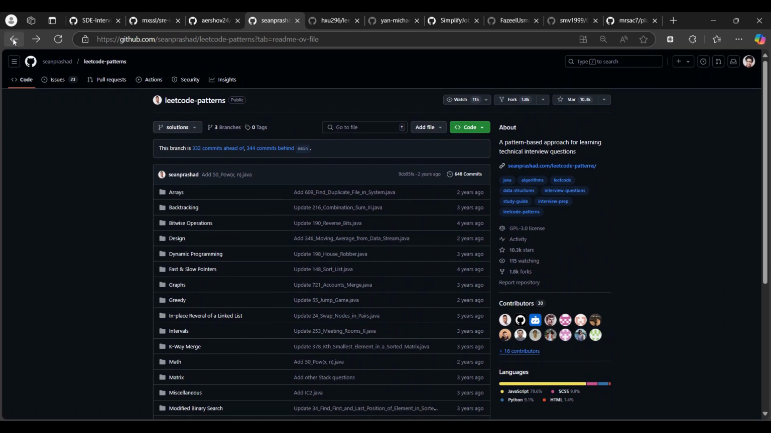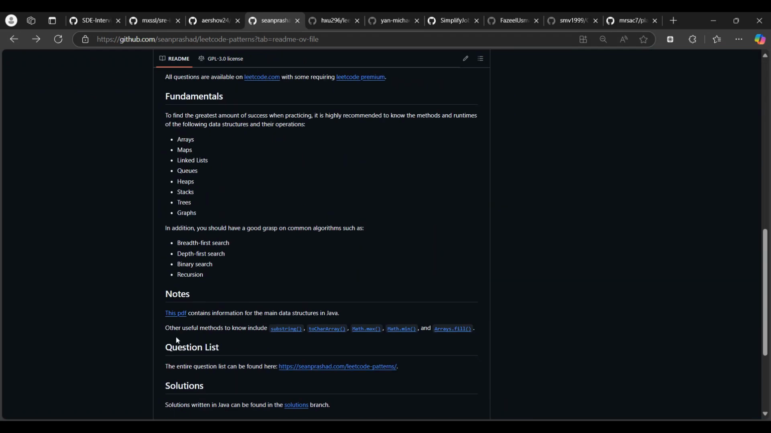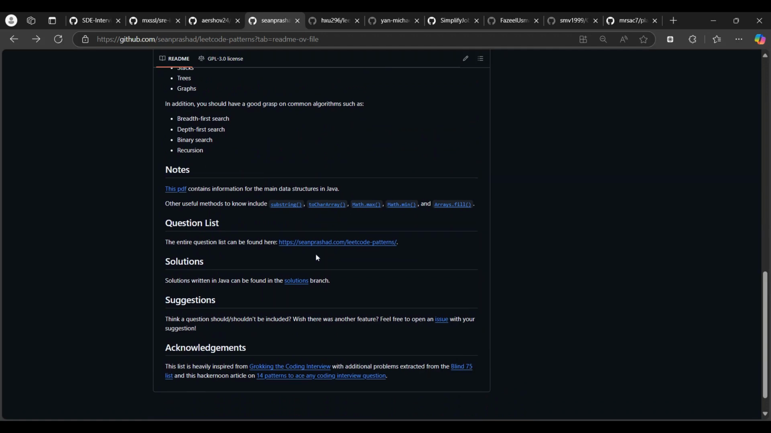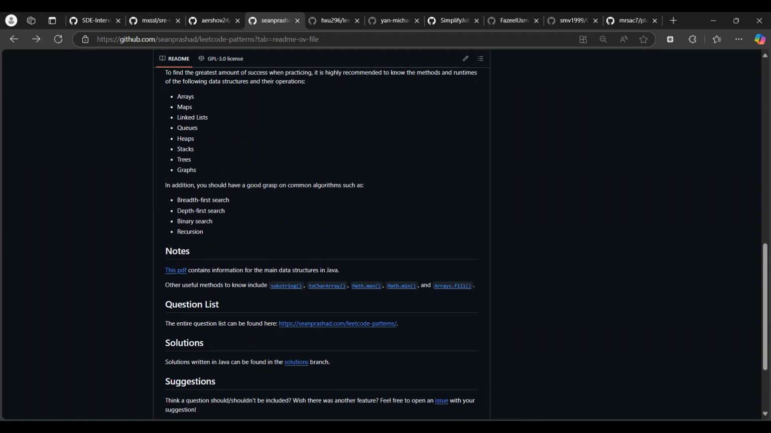But if you're coding in a different language like C++ or Python, you can similarly look on the internet and find resources. They have listed PDFs and all those things. So prepare your DSA from here. They have created a very good platform here.